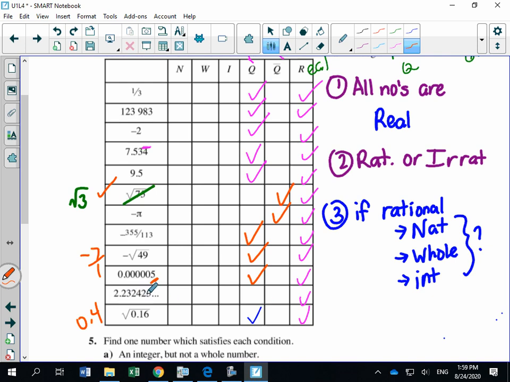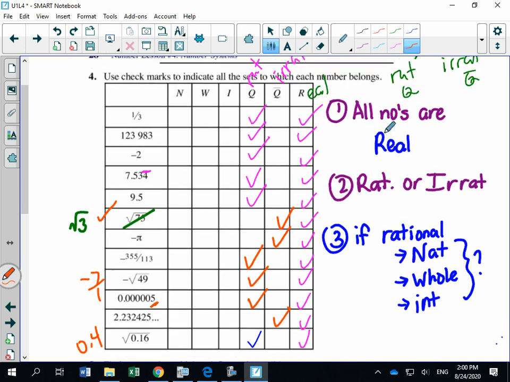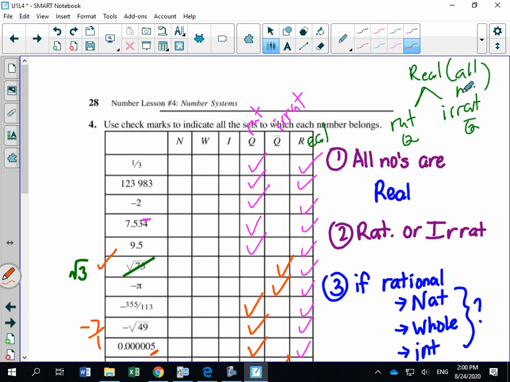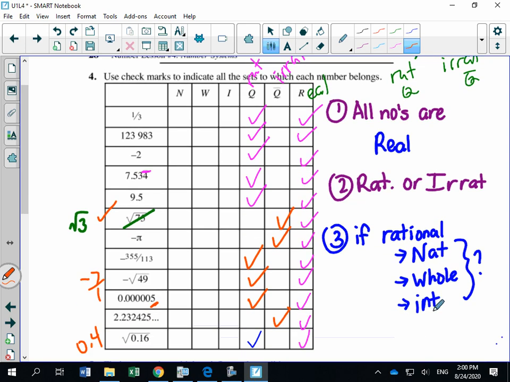2, 3, 2, 4, 2, 5. Okay, what do you guys think? There's a pattern. I know the next is going to be 2, 6, 2, 7, 2, 8, but it's not repeating and it's not terminating. So this guy's irrational. Okay, any of the ones that are irrational, you're done, right? Because all numbers are real, and then they're one of these two categories. If they're irrational, they're done. If they're rational, you do have to check if they're whole, natural, or integer.